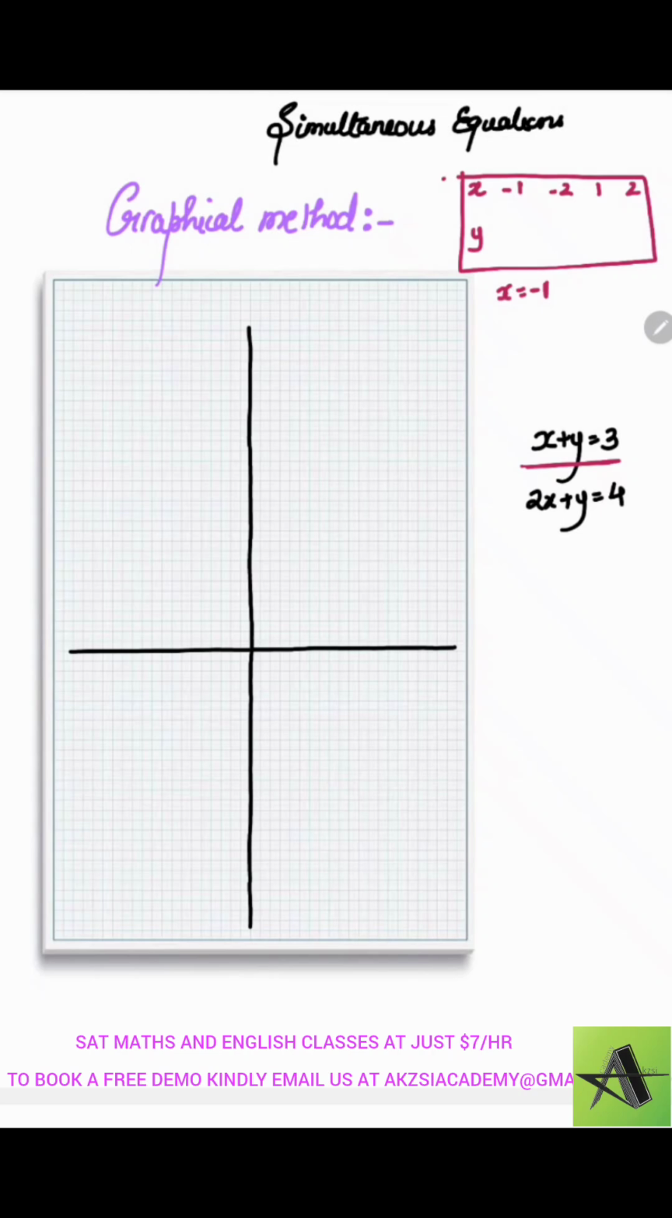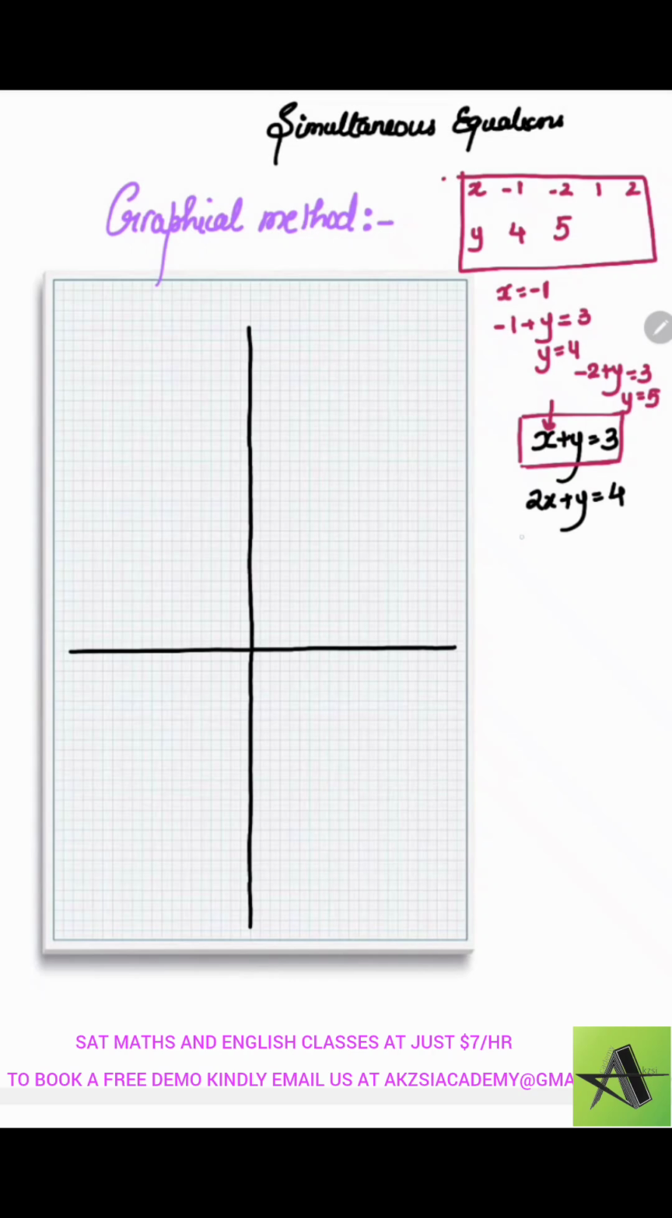I'm focusing only on this equation as of now. When I substitute the value of x as -1 here, it will be -1 plus y equals 3, and y equals 4. So when x equals -1, y is 4. Then let me plug in the value of x as -2. On putting -2 here, -2 plus y equals 3, so y is 5. I told you, even 2 points will work in the case of a straight line, not for any other graph.